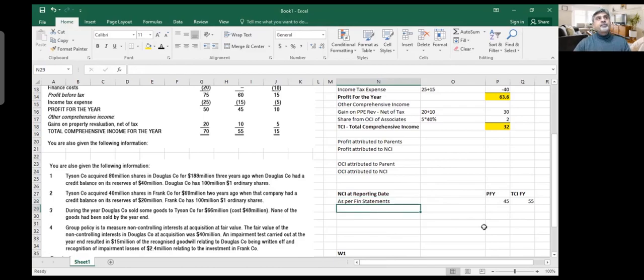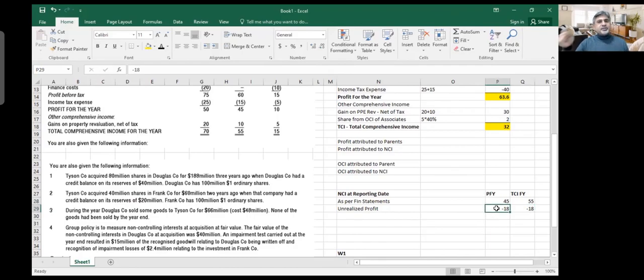But then I know that this Douglas company had some unrealized profit, because Douglas sold goods. If you remember this thing, Douglas sold goods to Tyson, which means that the unrealized profit of 18 million actually exists in Douglas income statement. So that 18 million I need to subtract. I'm just calculating the adjusted profit of Douglas. The profit of Douglas is 45, but inside of 45, 18 is unrealized, so I need to subtract it.